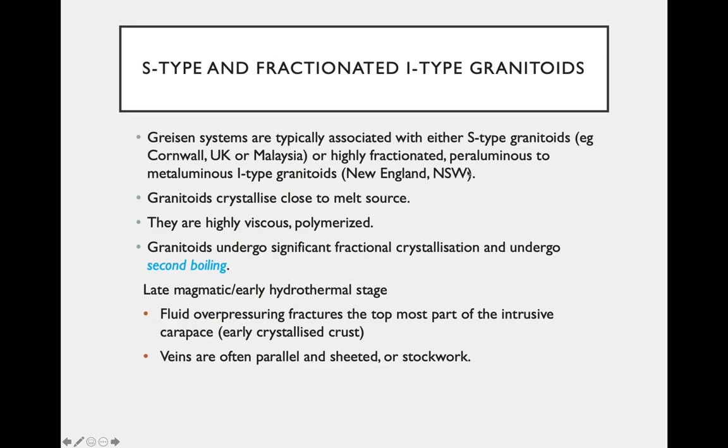So these are associated with S-types or very unusual I-types, like in the New England area, which probably have a high sedimentary input. They crystallize at deeper levels. They are quite viscous. A lot of their fractional crystallization undergoes due to secondary boiling. So we have the late-stage products after we've crystallized a large proportion of the granite, and that contributes to the preservation of tin and tungsten. They're not easily incorporated into earlier minerals. Then the fluid overpressure fractures the top part, the carapace, and the veins form in a parallel sheeted or stockwork style.